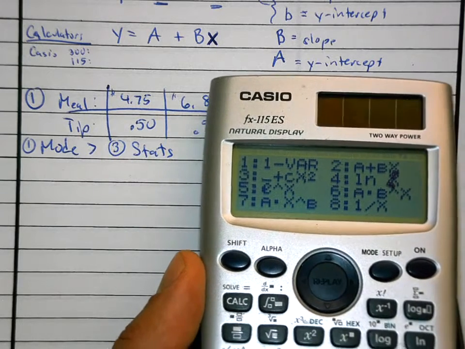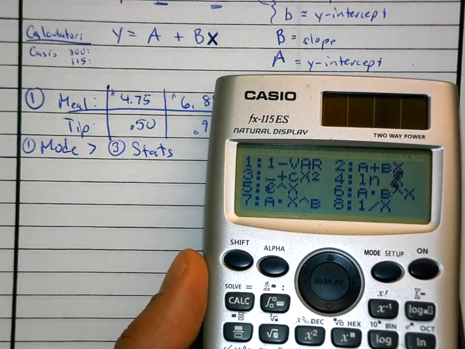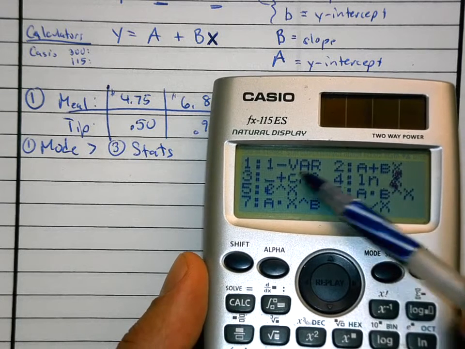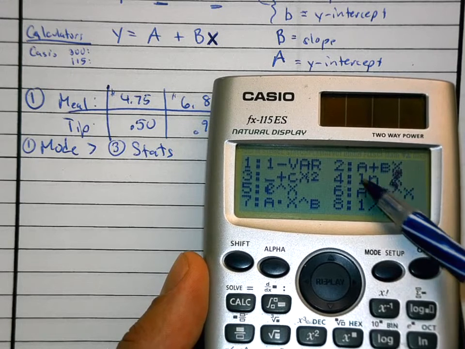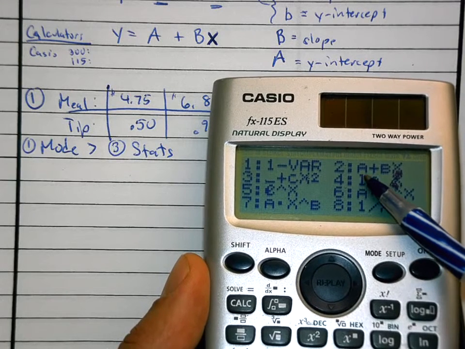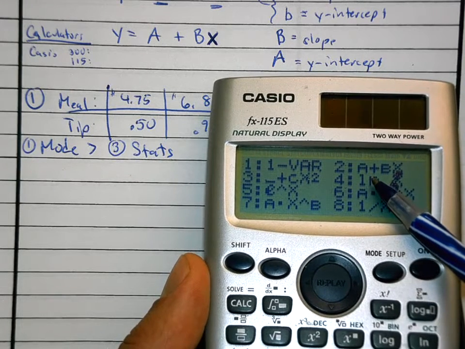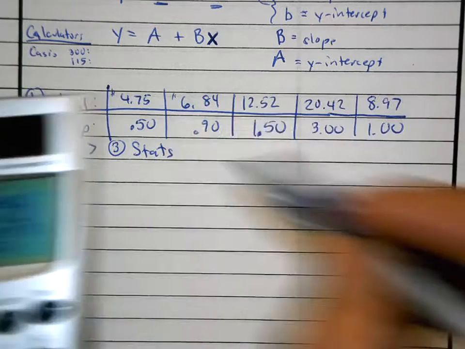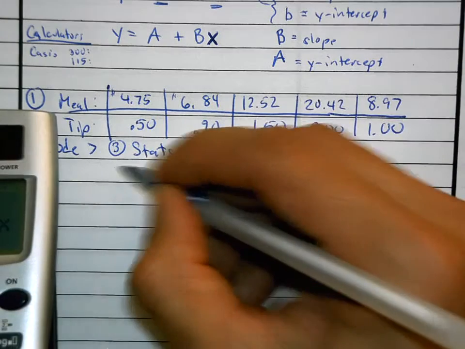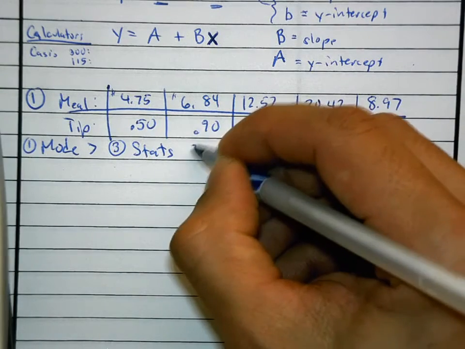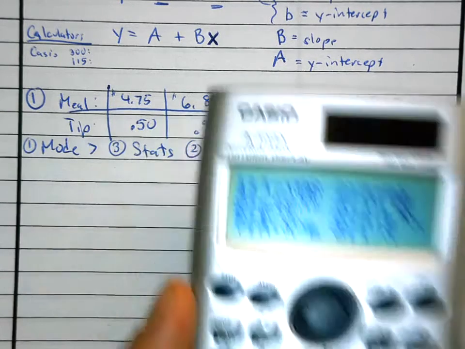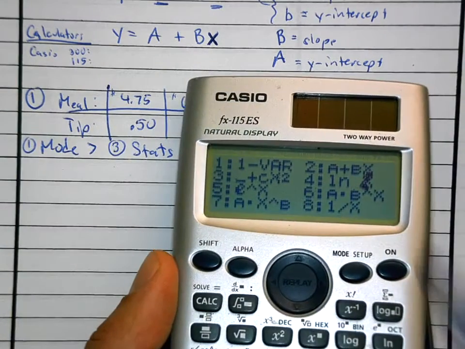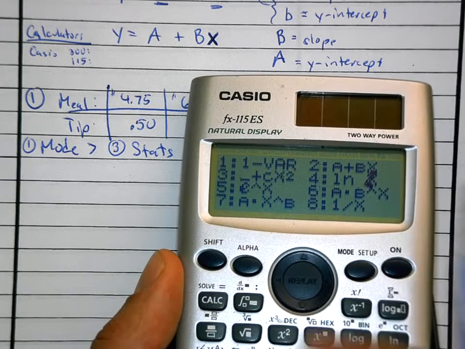Now, after the stat menu, I need to choose the one that's set up in the appropriate way. I need to choose the one that has the A plus BX. For me, that's number 2. A plus BX is the one I'm choosing because that's set up in that way. 2.